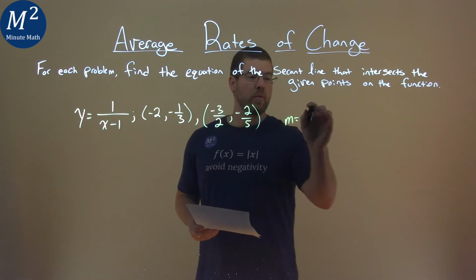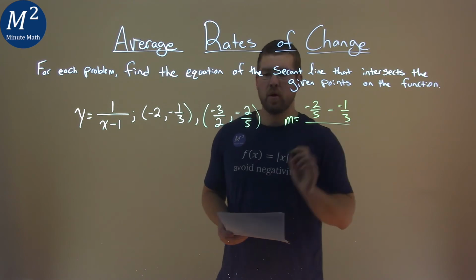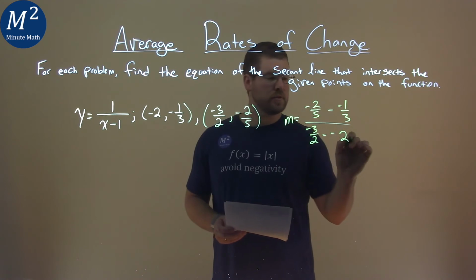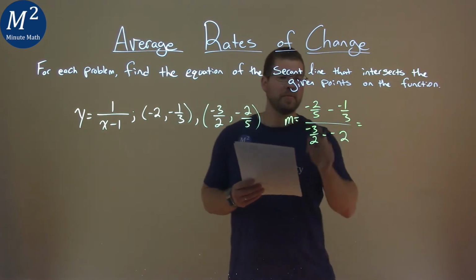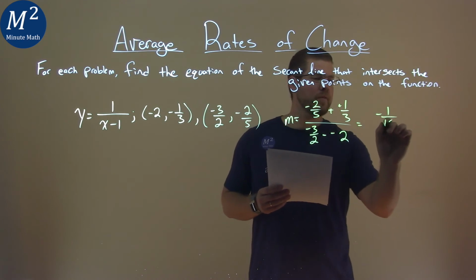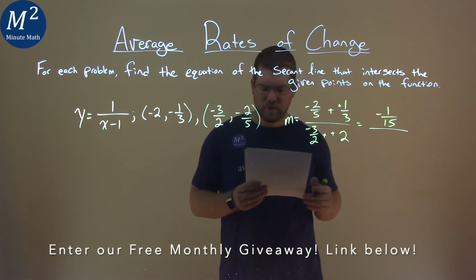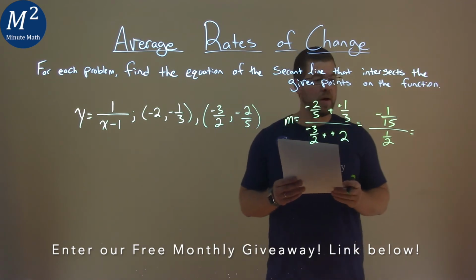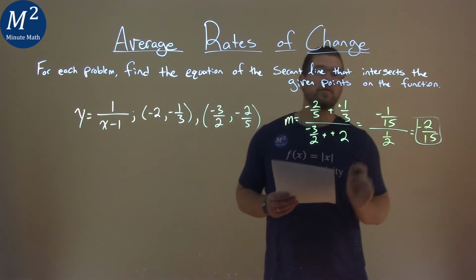So our slope is equal to our y2, negative 2/5, minus our y1, negative 1/3, over our x2, negative 3/2, minus a negative x1, 2. All right, well, let's go find the numerator here, and I did the work for you. Negative 2/5 minus a negative 1/3, or plus a positive 1/3, is a negative 1 over 15. Our denominator, negative 3/2 minus a negative 2, or plus a positive 2, is a positive 1/2. And negative 1 over 15 divided by 1/2 is negative 2 over 15. And so that's our slope here.